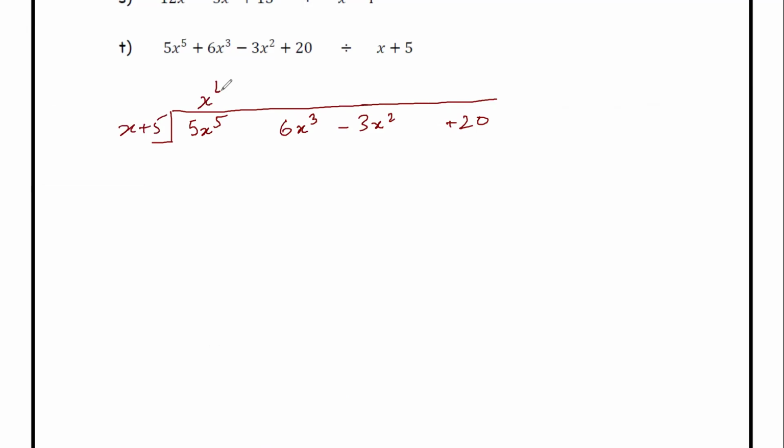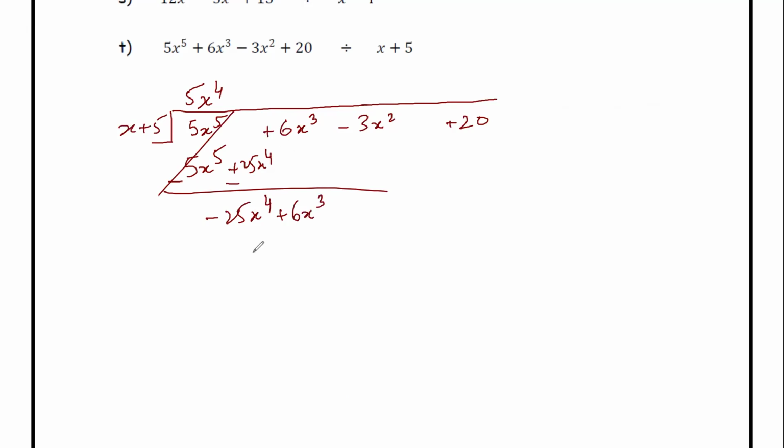So I know it's x to the power 4 and 5. So I get 5x to the power 5 because 5x to the 4 into x is 5x to the 5. And then I got 25x to the power 4. Change the sign. This goes negative 25x to the power 4. Bring down plus 6x cubed. And now I want negative 25x to the power 4.